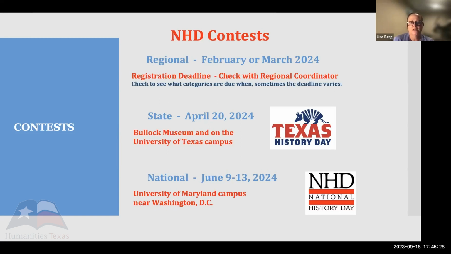Then the top 2 placers again move on from state and go to nationals, except for the elementary poster category, like Danny mentioned before, and they only go to state. That's 4th and 5th graders. But then for junior and senior, nationals is June 9th through the 13th at the University of Maryland campus and near Washington, D.C. And this last June was the first year that we were able to go back in person to the University of Maryland and for the National History Day contest, and it was fantastic.